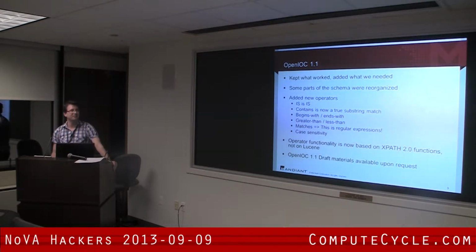In the same token, this OpenIOC 1.1 is a draft specification, and it is available for consumption for people to review, to comment on, to give us feedback on. That's available on GitHub, on our public-facing github.com account.